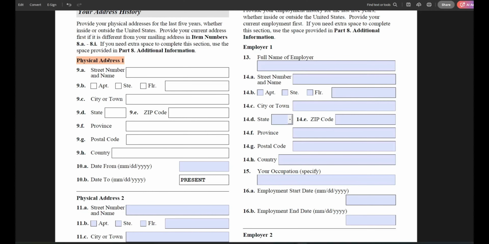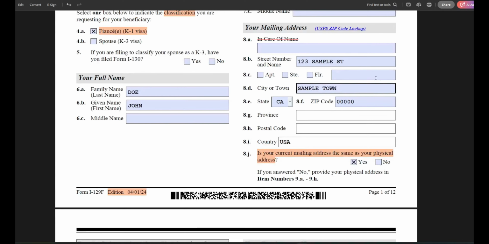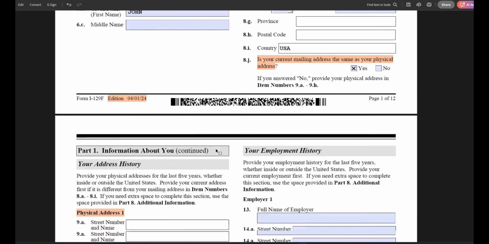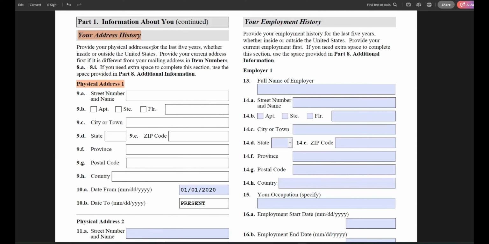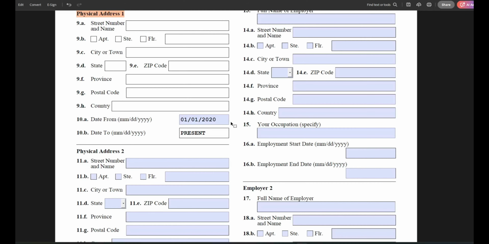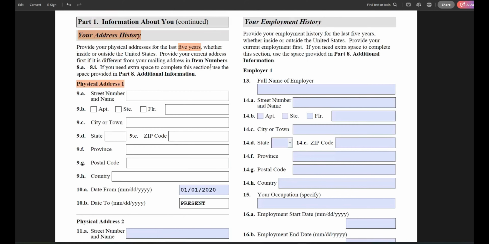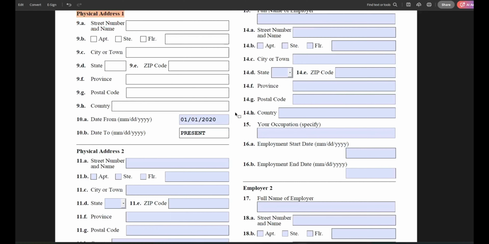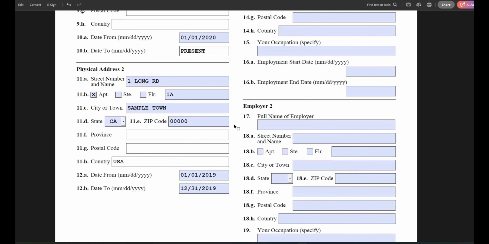You should still indicate the dates you have been living at this address, so your mailing and your physical address. And in the address history on this page, we need to provide address history for the last 5 years. So we are going to provide another physical address where we have resided for the remainder of the time that will make up the 5 years. Make sure that you don't have any gaps in your address history.